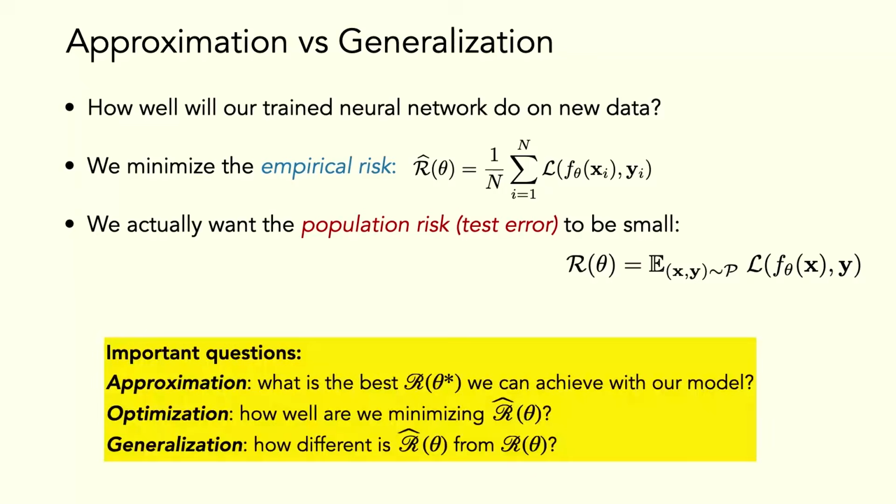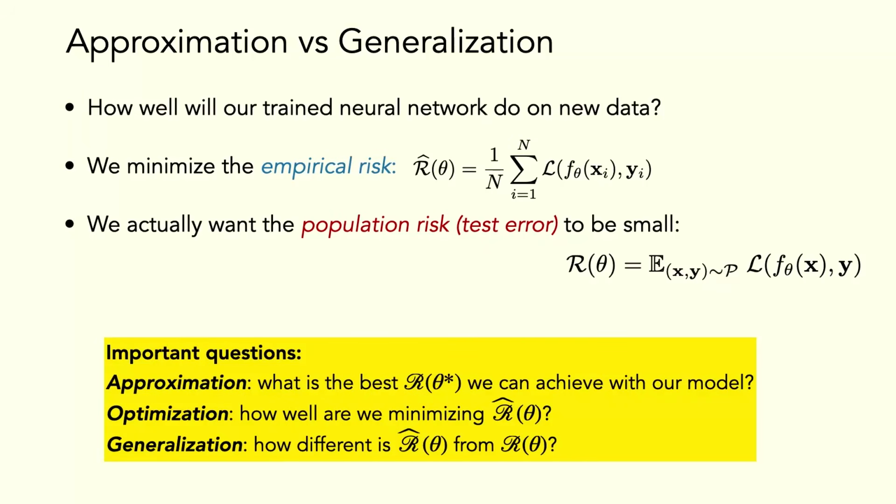OK. So we have three different topics that we can factorize machine learning into. One is how well can you approximate the training data? That's what we've talked about so far. In my family of functions I'm considering, parameterized by theta, what is the best theta star that will achieve the lowest empirical risk? And we've said that you can get it to go to 0 under some conditions. OK, so we can fit our training data. But the next question is optimization. How do we actually find that theta star?